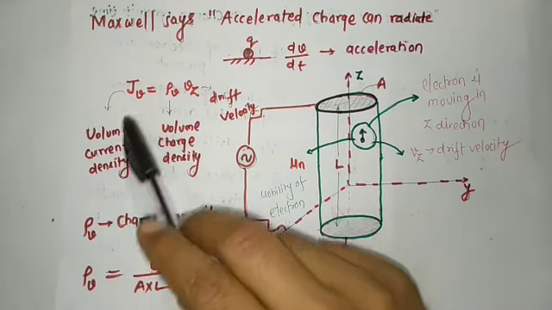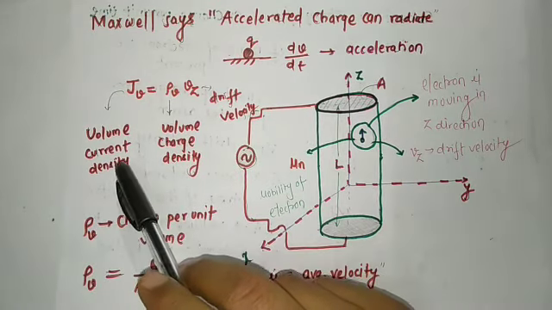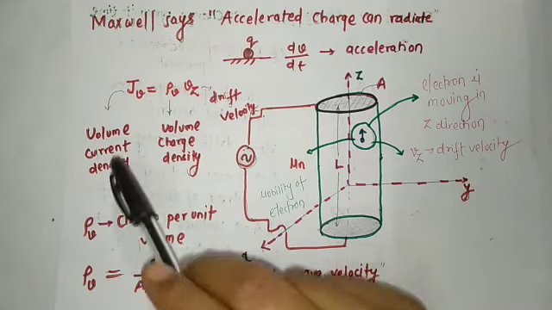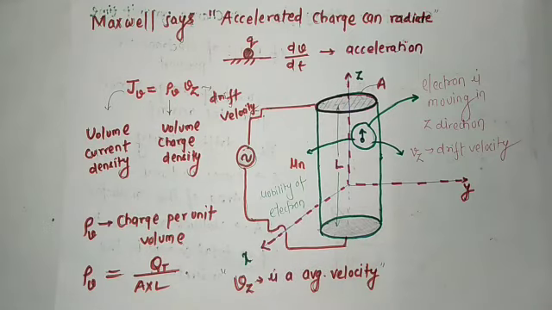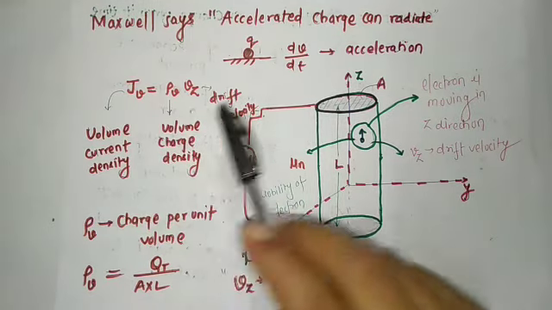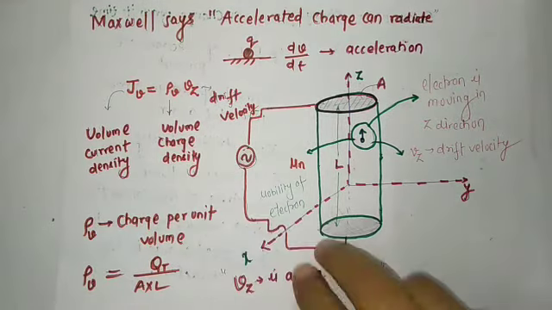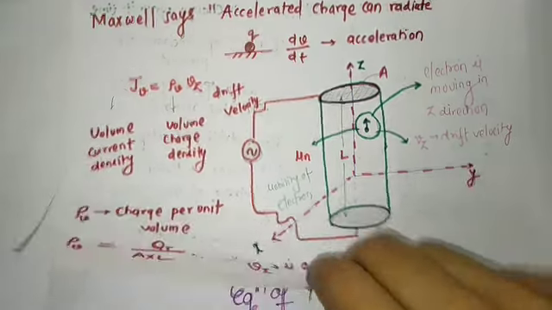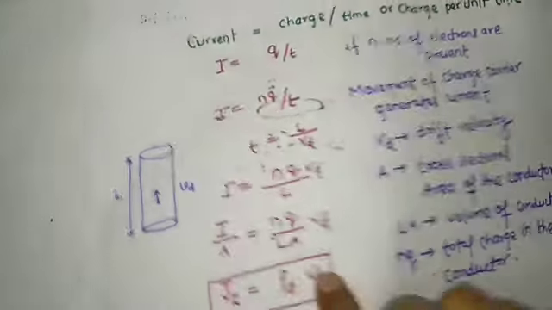There is another term, the volume current density. Here Jv is the volume current density. So you have to remember this equation. On the next page I will tell you how it comes. Let's see what the definition of current is. What is the definition of current?